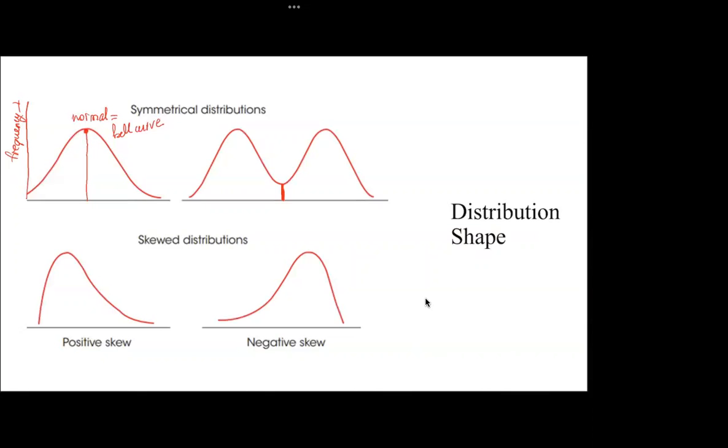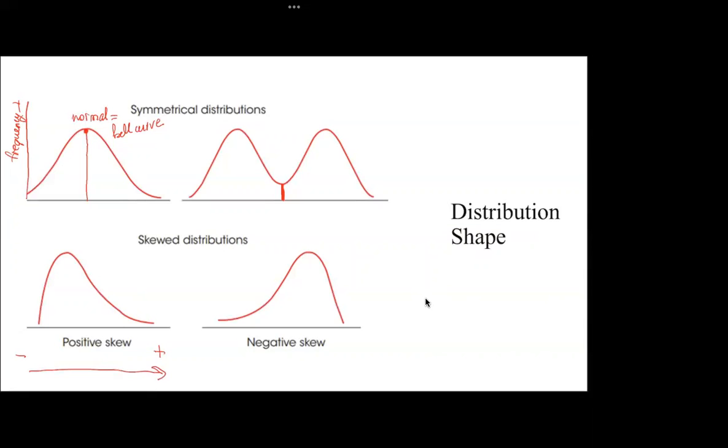The other 2 common types of distributions that we see are skewed distributions. And we can have a positive skew or a negative skew. The shortcut that I typically tell my students to distinguish the 2 or remember is you always want to follow the tail. So if you look at the number line on the x-axis, you know that numbers go from negative to positive, left to right.